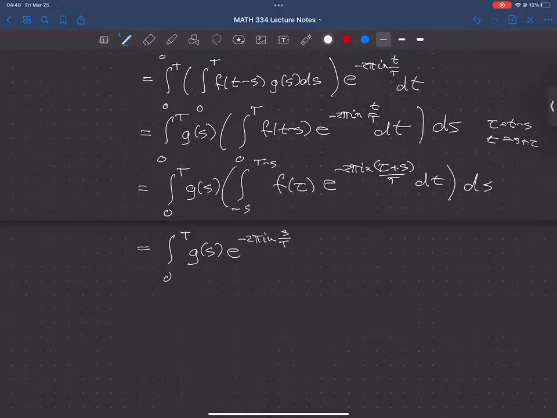All right. So we leave it like this. And so now let's look at this integral here. This is still an integral over a period, right? I've just taken the period and I've shifted it by s.